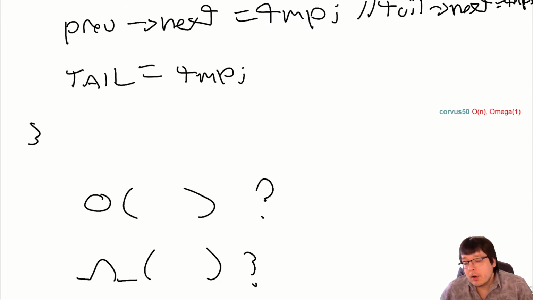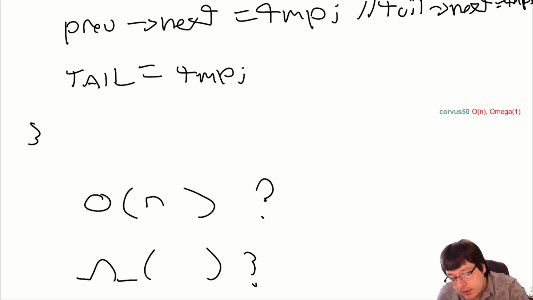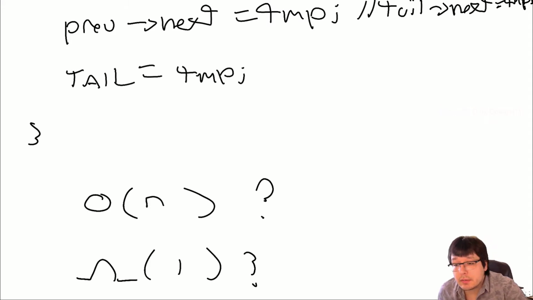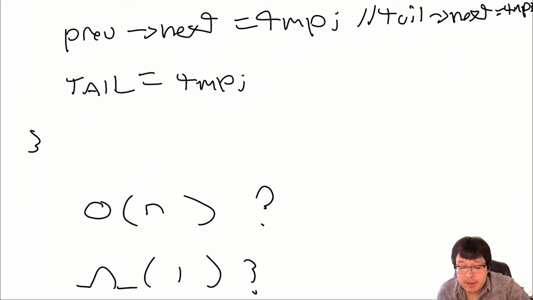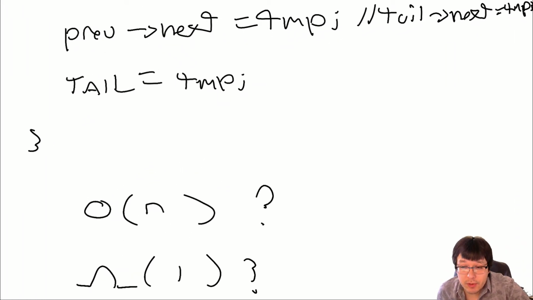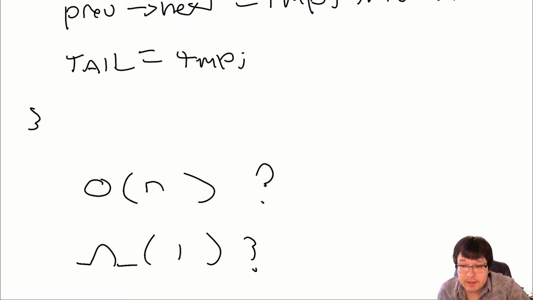O of n, omega of 1. So you're claiming that it will take O of n for the insert and omega of 1 for the insert. I would say that you are indeed correct. But we have the 4 cases for the insert, right? If you analyze each of the cases, what's the asymptotic complexity of each of the cases?